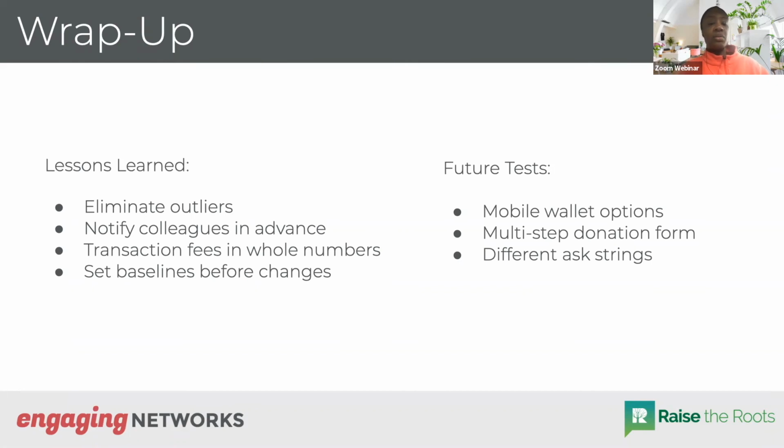And then the last thing we want to try out is ask strings. So right now we have the lower end ask strings first, like 18, 36, and so on. We wanted to flip it and see what would happen if we put higher amounts ask strings first. So like 500, 400, 100, and so on.